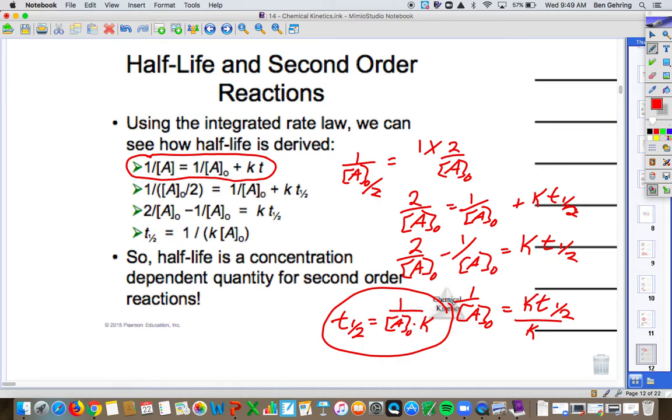This means, because the concentration is in here, instead of just being natural log of 2 over k, your half-life is a concentration-dependent quantity in second order reactions. So this is really important. I'm going to show you how to use this in an equation in the next video, but this is the equation we're going to use for half-life of second order reactions.